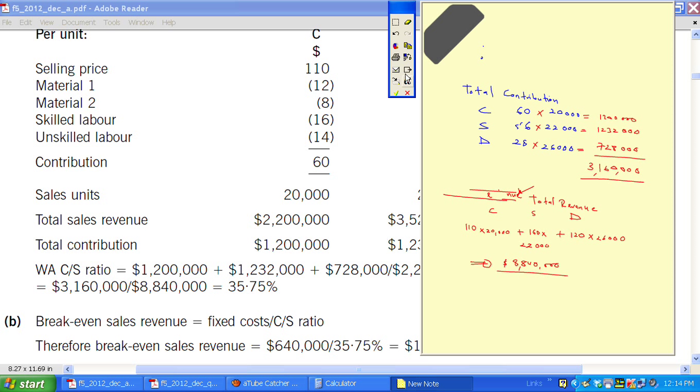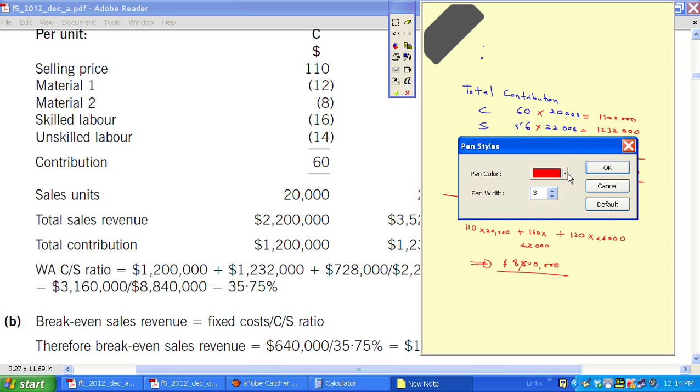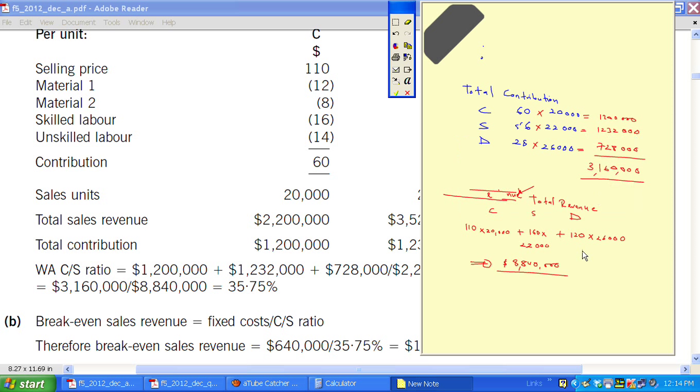I hope this is straightforward. This should be straightforward. You can pause the video and see if you can come up with this figure of 884,000. That means the contribution sales ratio is going to be 3160,000. Remember, this is the figure here. Okay, divided by 8,840,000.